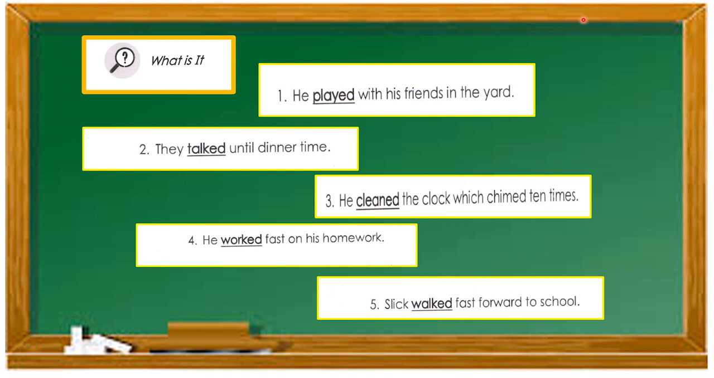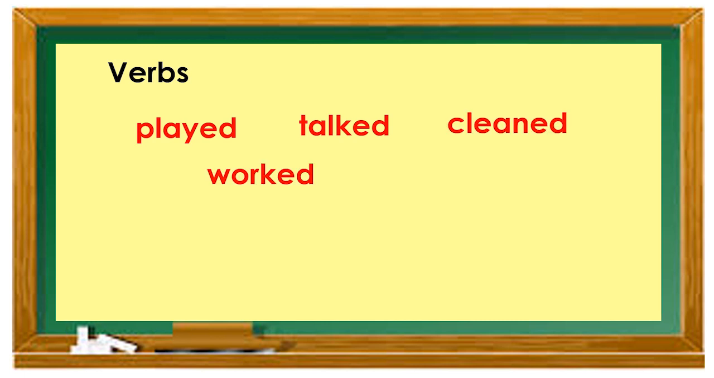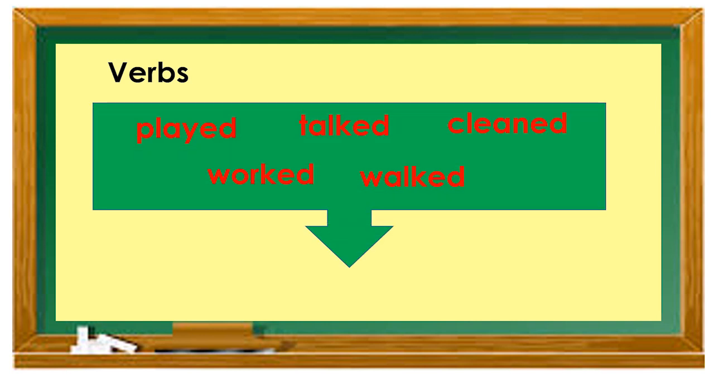Okay, children, take a look at the 5 underlined words. Number 1 is played. Number 2 is talk. Number 3 is cleaned. Number 4 is work. And number 5 is walk. Yes, these words are called verbs. The underlined words played, talk, cleaned, work, and walk happened in the past.